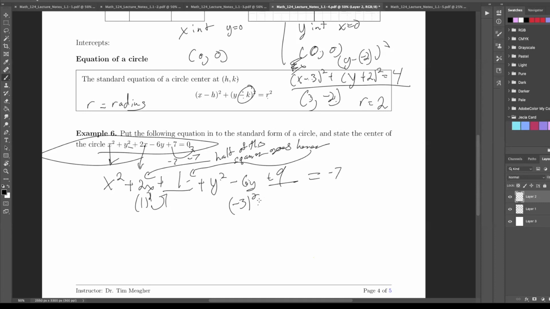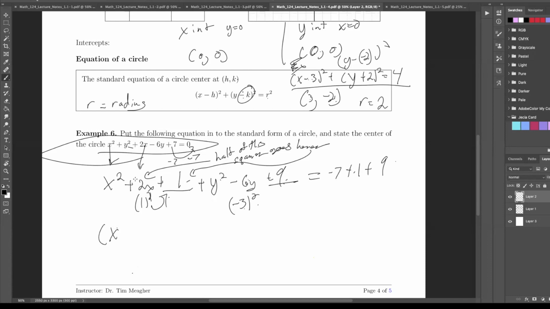So if I add 1 here and add 9 here, I need a minus 1 here. Oh no, if I add 1 here and add 9 here, I also need it added on this side. What you do to one side, you must do to the other. So if I added 1 and 9, I need to add 1 and 9. And if this is all complicated, just know it simplifies to this.